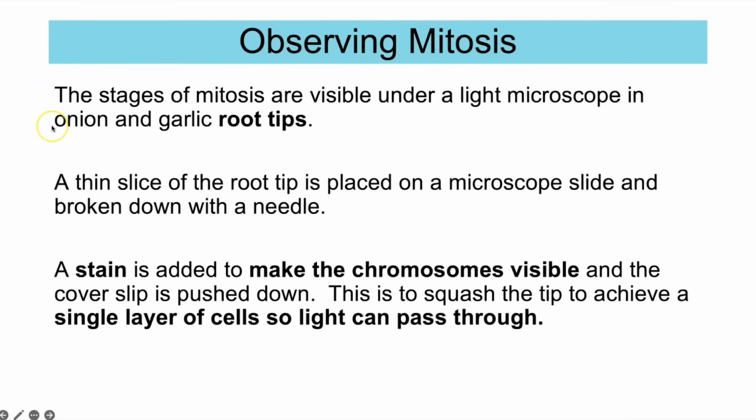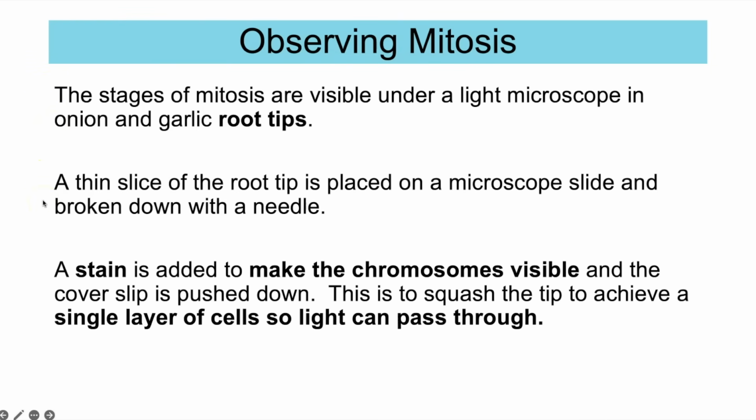A stain is then added, and the purpose of this is to make the chromosomes visible when you put your slide under the microscope. You would then sometimes add acid to help to break down the cellulose connections between the cell walls. Then you would place a cover slip on top and push down. The reason we push down is to squash the tip to achieve a single layer of cells to ensure light can pass through, and therefore you can see the individual cells and the chromosomes inside of them.